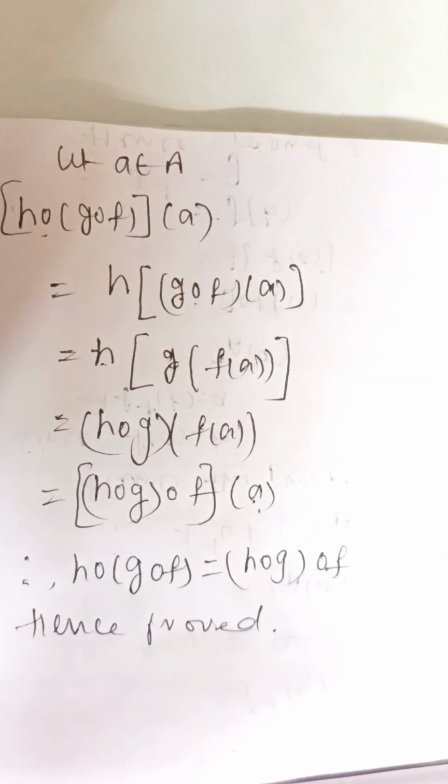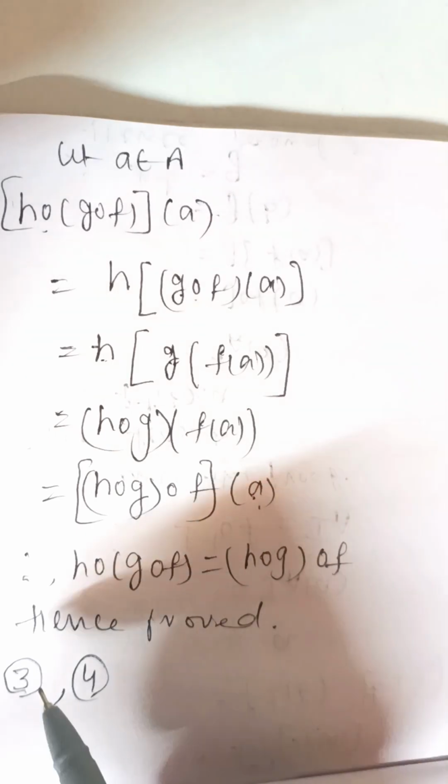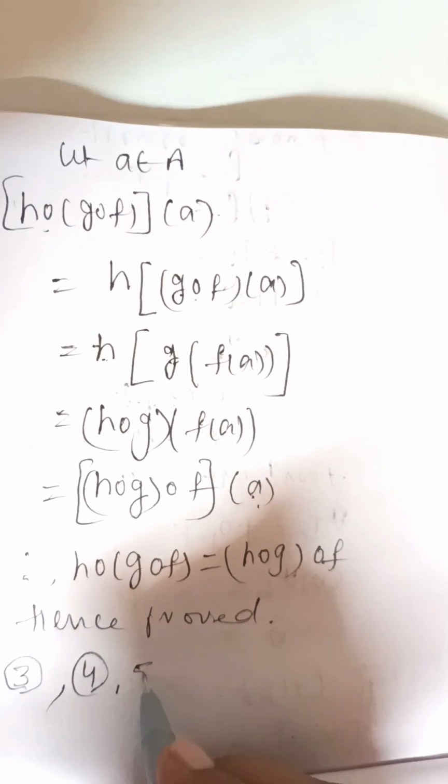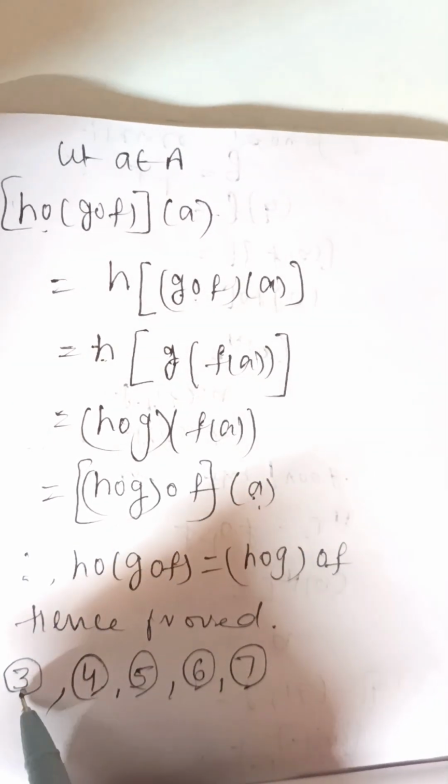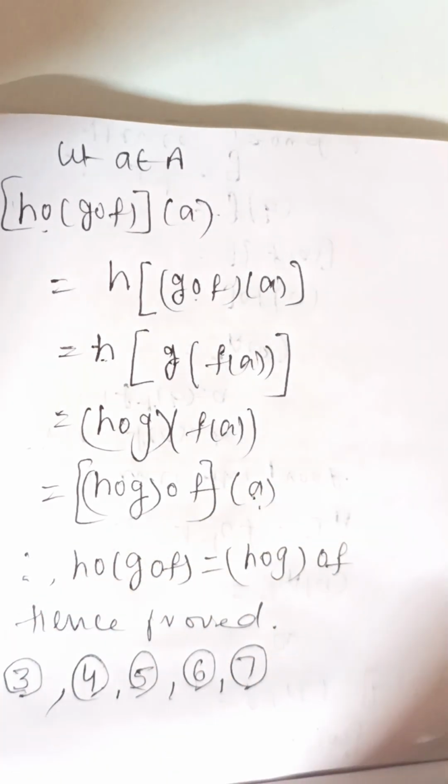Okay, these are the 8 theorems. In these 8 theorems, the very important theorems are the 3rd theorem, 4th theorem, 5th theorem, 6th theorem, and 7th theorem.